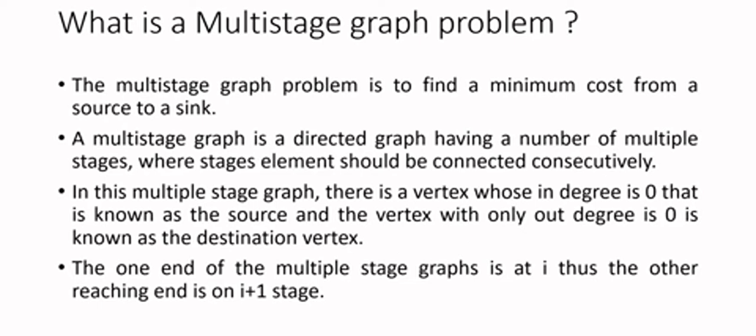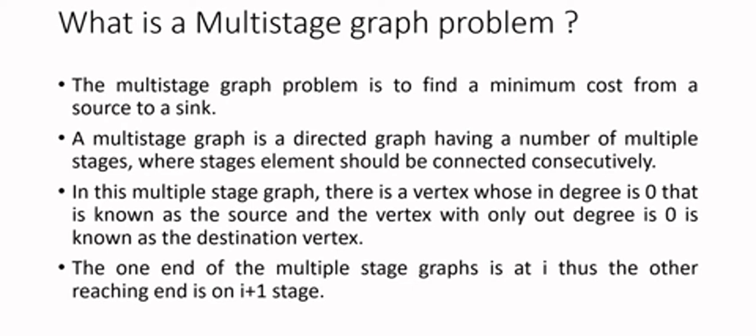For instance, if there are three vertices in stage 1, then they shouldn't have edges between them, and there shouldn't be any backward edge from the present to the previous stage. So these are all the conditions of a multi-stage graph. If a graph fulfills all these conditions, then it eventually becomes a multi-stage graph.